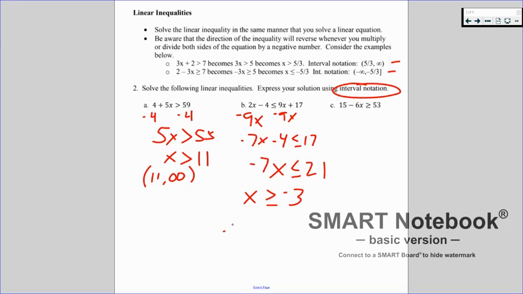So I'm going to have -3 as the lowest value, infinity is the highest value, and now it is equal to, so we're going to use a bracket on the -3. But like I said before, parentheses will be needed for the infinity.